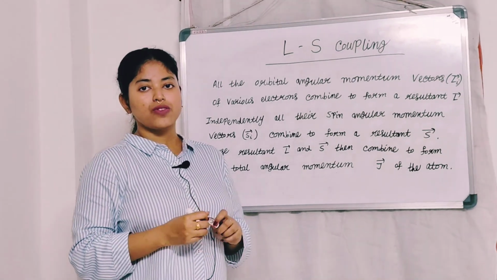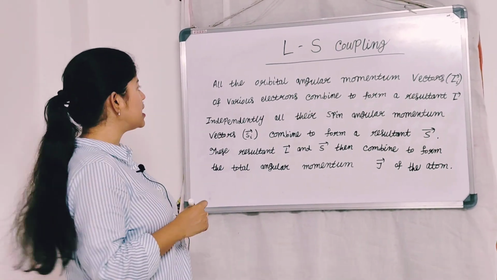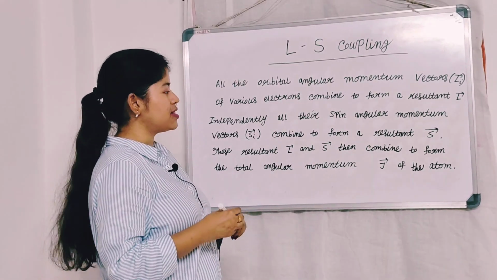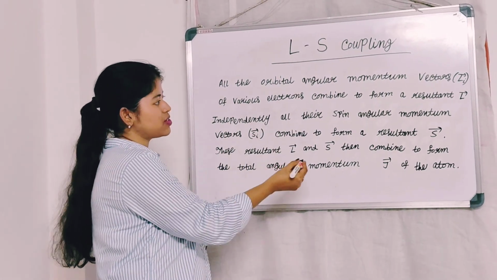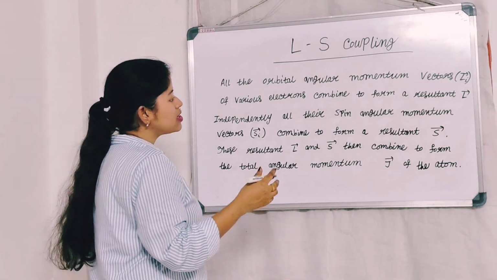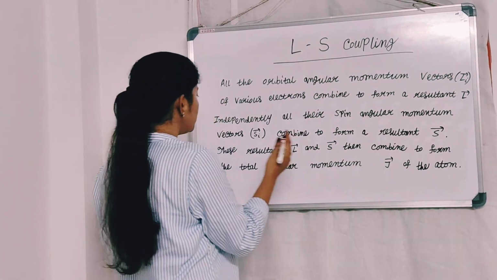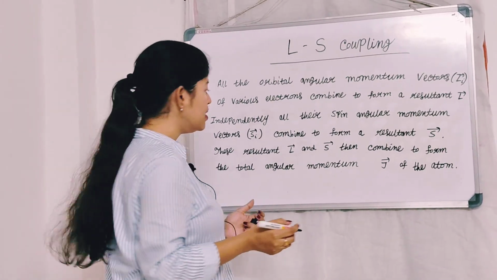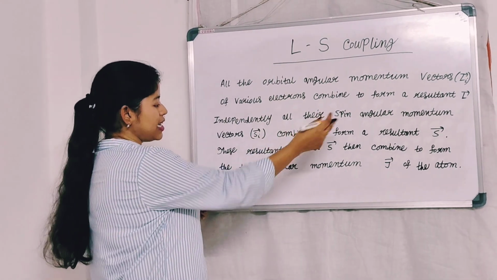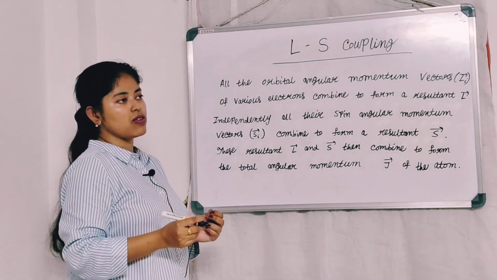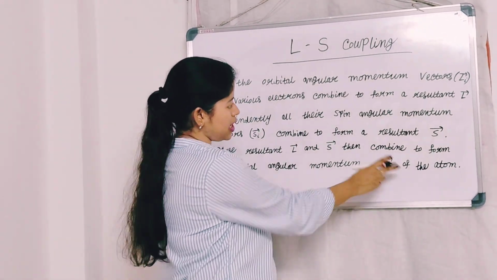In LS coupling, all the orbital angular momenta vectors Li of various electrons combine to form a resultant L. Independently, all their spin angular momentum vectors Si combine to form a resultant S, and this resultant L and S then combine to form a resultant total angular momentum J of the atom.